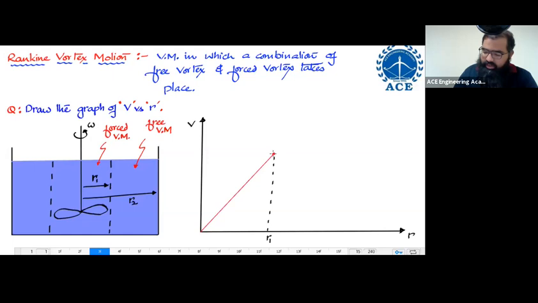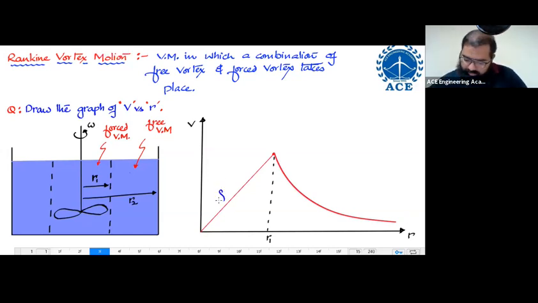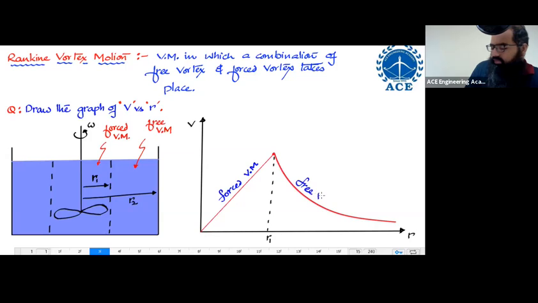After that, from this particular velocity, I'm going to have free vortex motion taking place. And free vortex motion, if you remember, is going to have inverse proportionality. Inverse proportionality basically means you're supposed to have a rectangular hyperbola. That means you'll have something like this, a rectangular hyperbola over here. Okay, so this is the region of forced vortex motion. This is for free vortex motion over here.